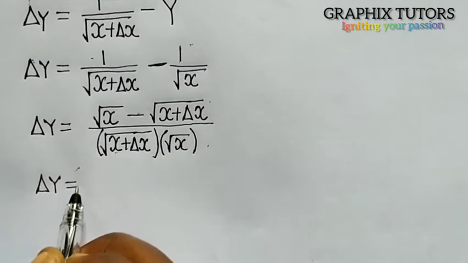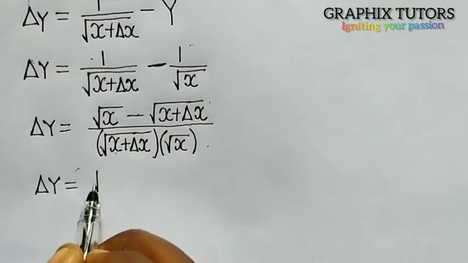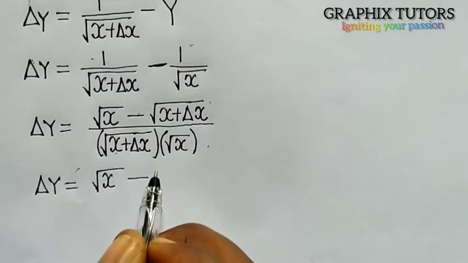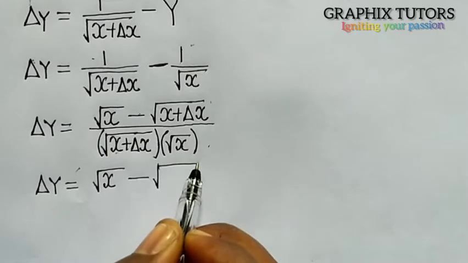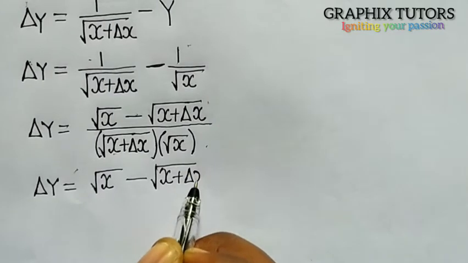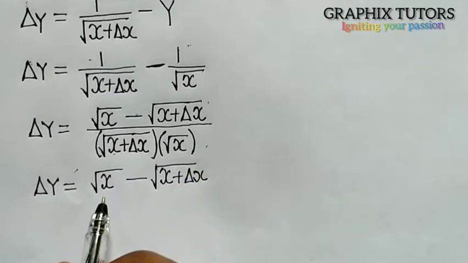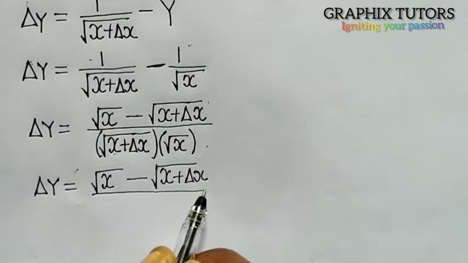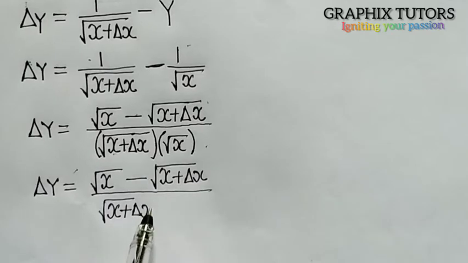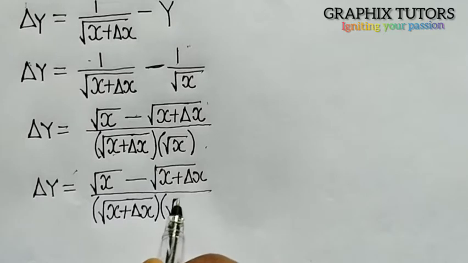So my delta y will now give me, I'll write this out back, which will be the square root of x minus the square root of x plus delta x, right, all over the square root of x plus delta x, right, into brackets, open another bracket, which is what, root x.